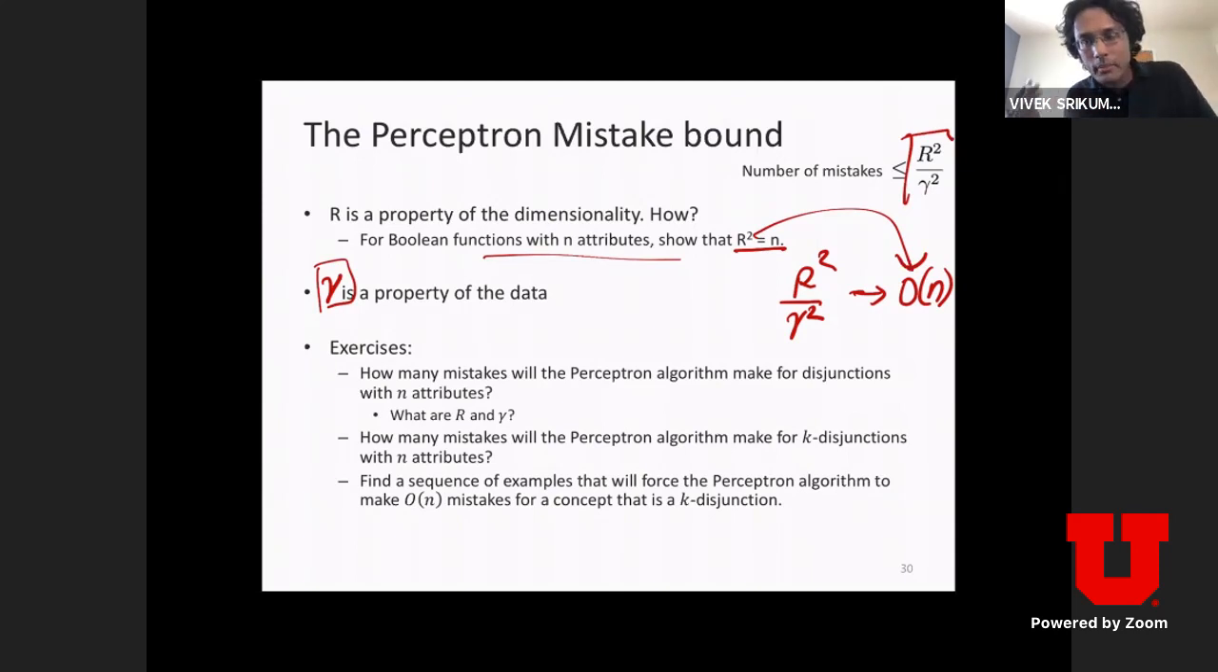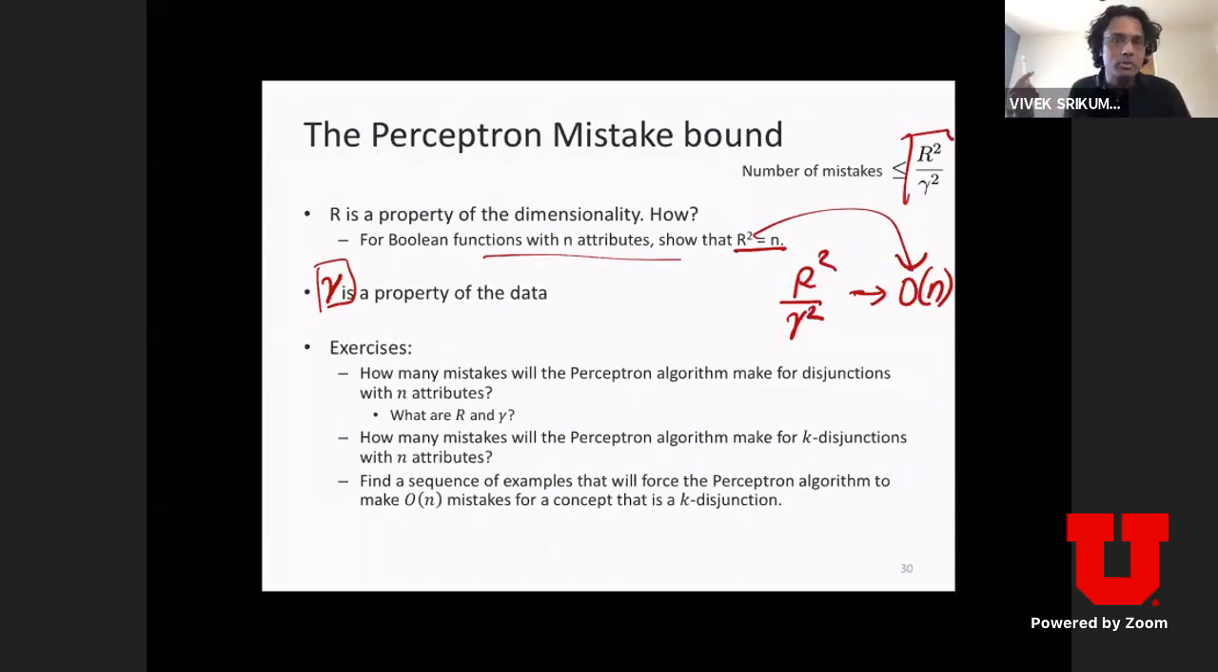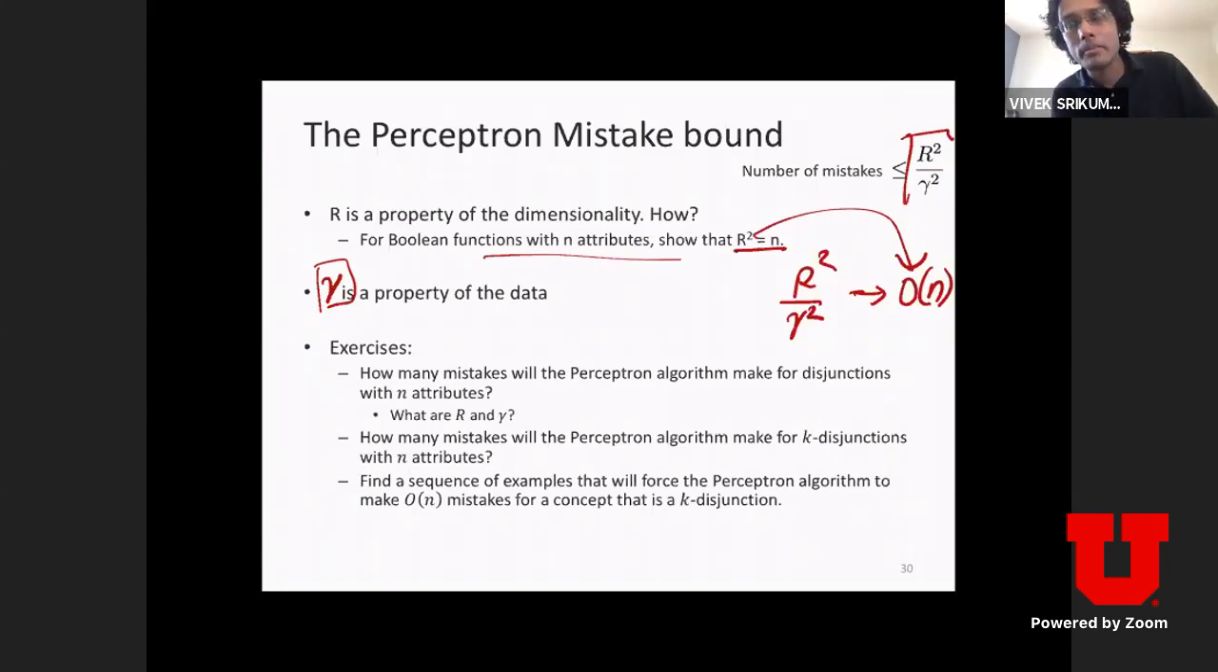So for linearly separable Boolean functions, the perceptron algorithm can stop making mistakes after making a polynomial number of mistakes in the dimensionality. This is the definition of a mistake-bound algorithm, which we saw a few weeks ago, I think. So the perceptron algorithm is a mistake-bound algorithm.